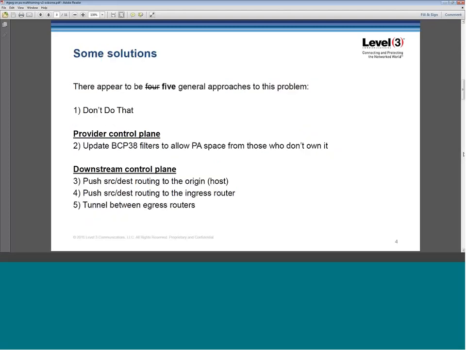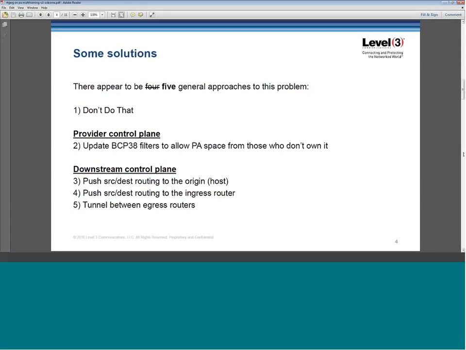So to me, it seems like there's 4 or 5 general approaches to dealing with the PA multi-homing issue. One is don't do that, right? That's not what PA space is for. And doing this turns it into PI space, I think. But let's look at the other 4, since it seems we're assuming it's a foregone conclusion here.